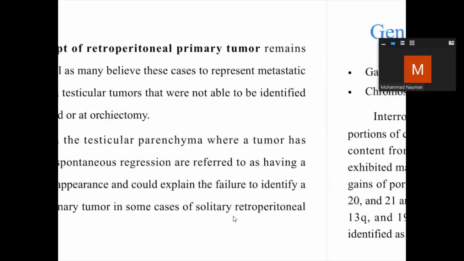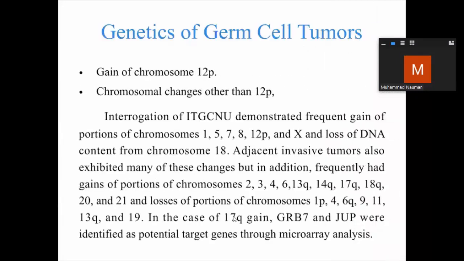Now, genetics of germ cell tumor. We have studied the genetics in previous slides, but now we will summarize it in detail. In germ cell tumors, it is a universal finding to have an increased number of copies of chromosome 12p, or increased genetic sequencing in chromosome 12, in all testicular germ cell or extragonadal germ cell tumors. So, number one, the gain of chromosome 12p. Number two, chromosomal changes other than chromosome 12, which are also identified after the integration of intratubular germ cell neoplasia. There are mutations in chromosomes 1, 5, 7, 8, 12p and 10, and loss of DNA content from chromosome 18. This is academic, just for your knowledge.